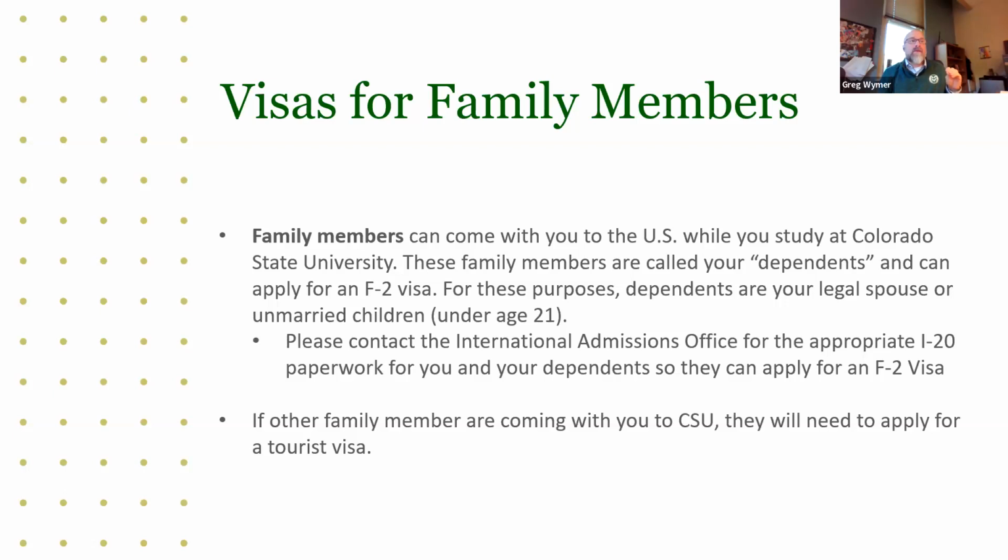For a dependent F2 visa purpose, dependents are your legal spouse or your unmarried children under the age of 21. If you're hoping to bring family members with you as you study here in the United States, please contact the International Admissions Office and they'll provide you with the appropriate I-20 paperwork for you and your dependents so that you can then help them apply for an F2 visa.